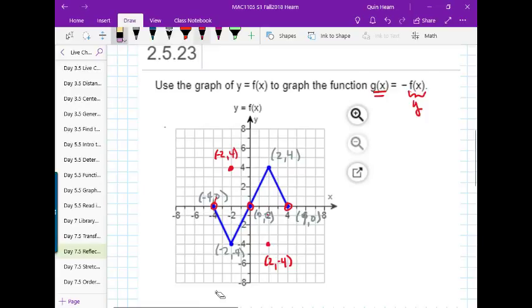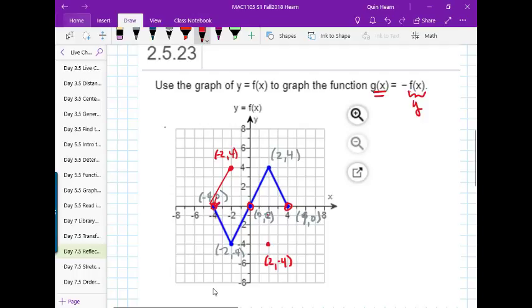And so what was below the x-axis goes above, and what was above is going to go below. So we're going to get the same shape flipped over or reflected.